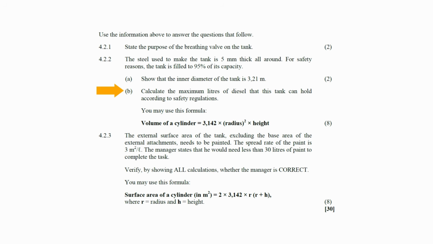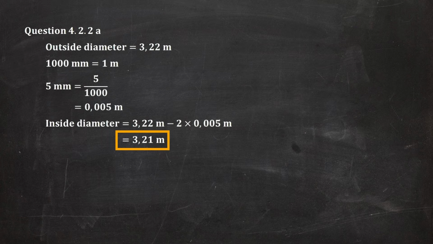In question 4.2.2b, you have to calculate the maximum liters of diesel that this tank can hold according to the safety regulations. You are given this formula to use. The volume of a cylinder equals 3,142 multiplied by the radius squared multiplied by the height. In the formula, the radius of the tank is equal to half the inside diameter of the tank. From 4.2.2a, the inside diameter of the tank is 3,21 meters.